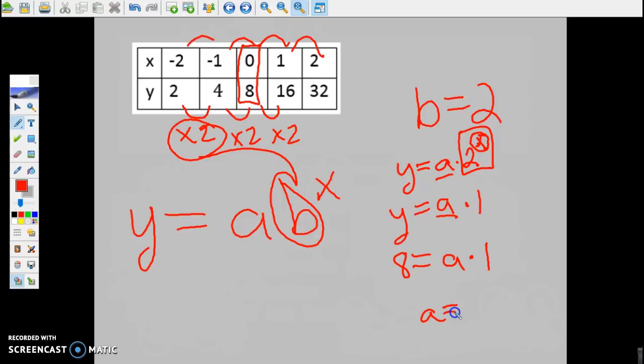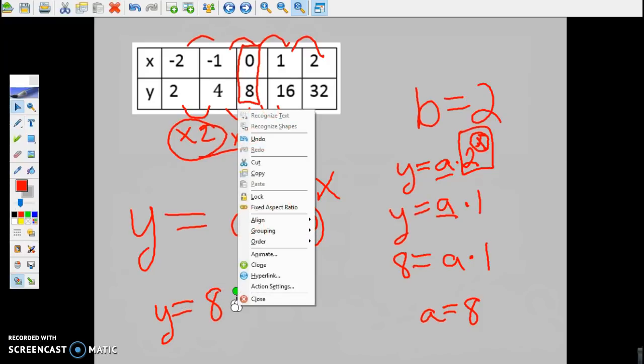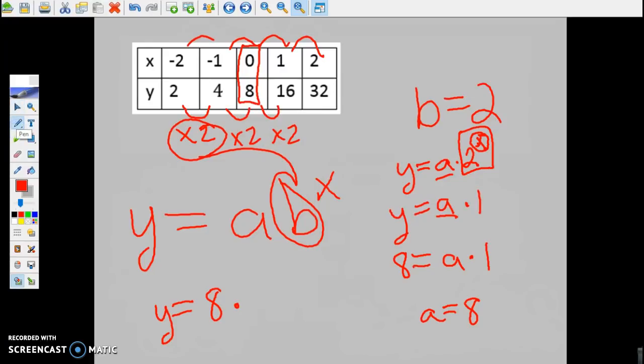Therefore, a equals 8. So now we can remove the 0 and the 8 and rewrite our function, our rule. So we know our rule is y equals 8 times 2 to the x power. When we look at this, remember the 2 comes from your multiplier right here, and the 8 came from solving your a value.